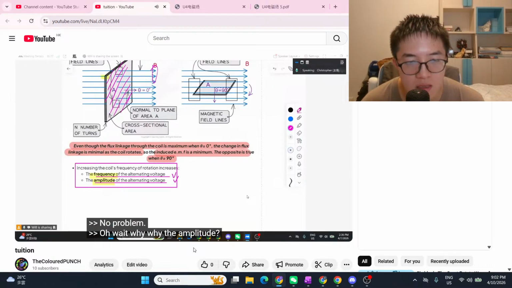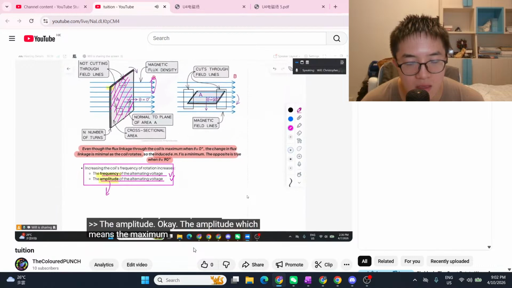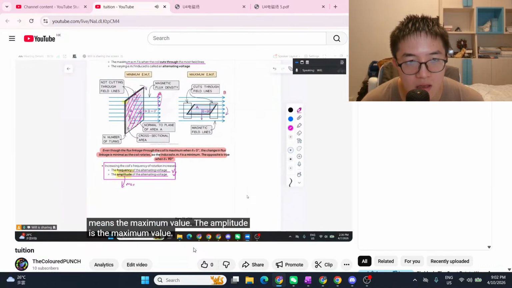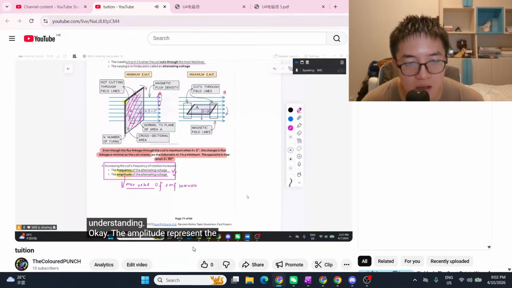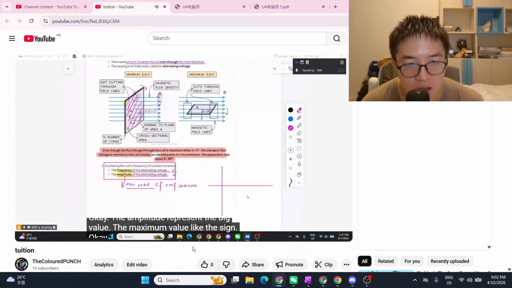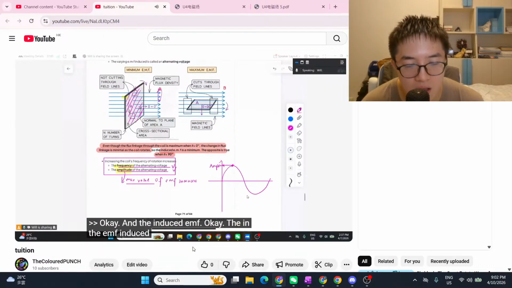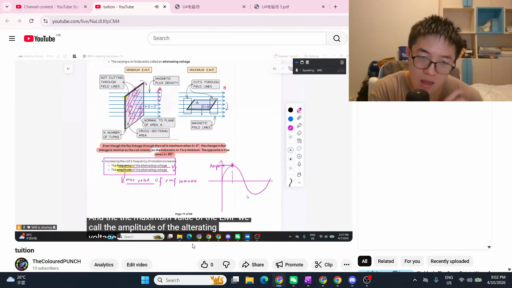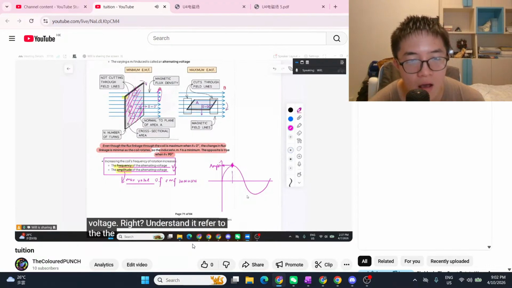Why the amplitude? The amplitude means the maximum value, the maximum value of the EMF induced. Like a sine wave, the maximum is this one, and we call the maximum value the amplitude. The induced EMF changes, and the maximum value of the EMF we call the amplitude of the alternating voltage. Understand that?